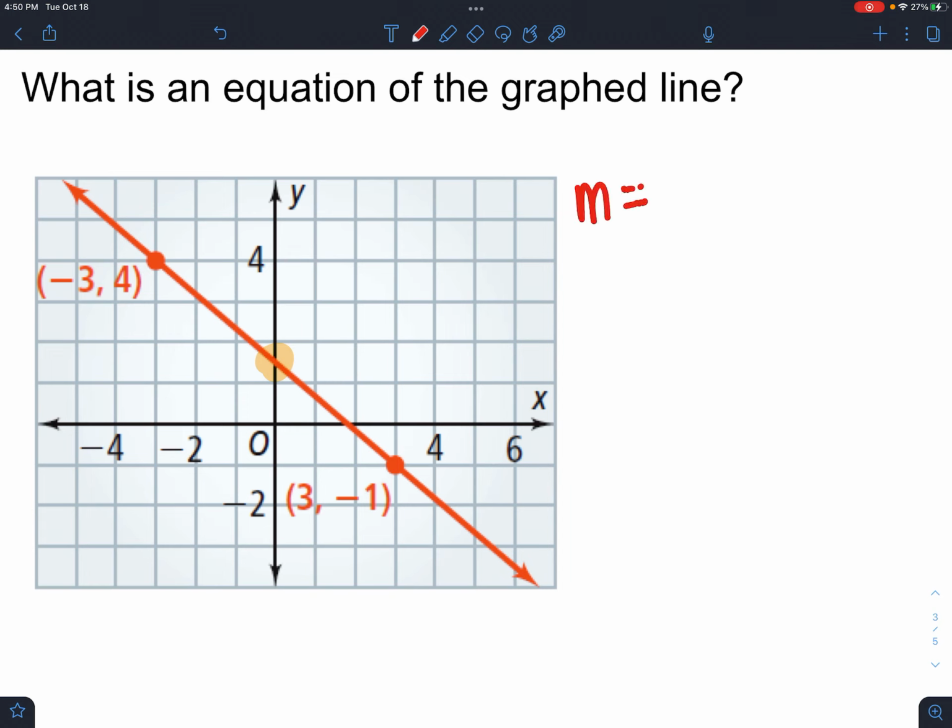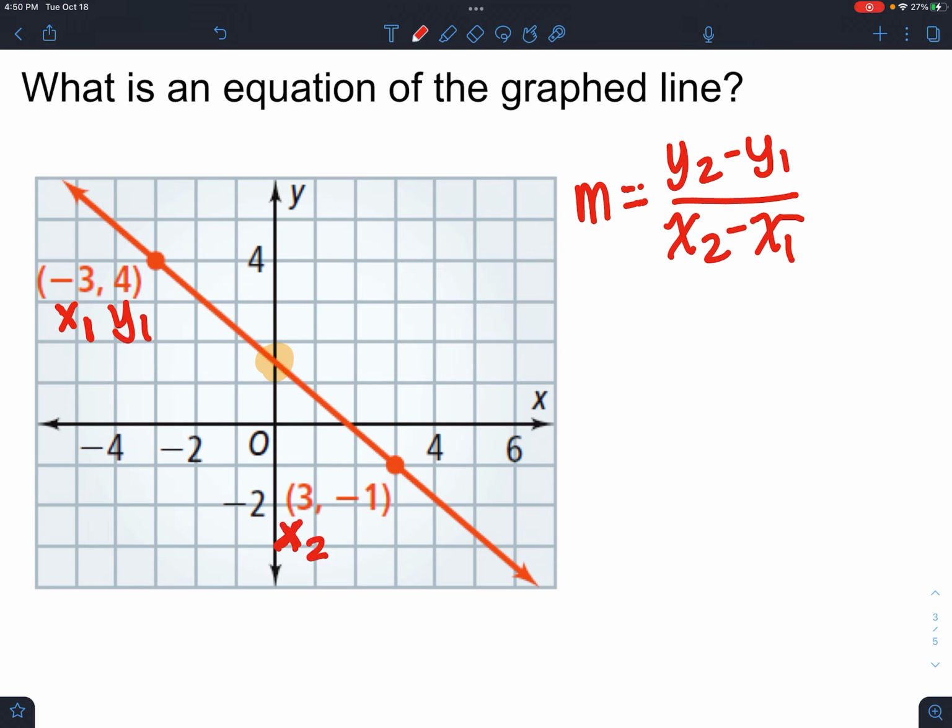So I'm going to take a different route and maybe find the slope first, which is going to be y2 minus y1 over x2 minus x1. So this is going to be my x1, y1. It doesn't matter which one you call 1 and 2, by the way. It'll work itself out. I just like to pick the leftmost one to be 1.